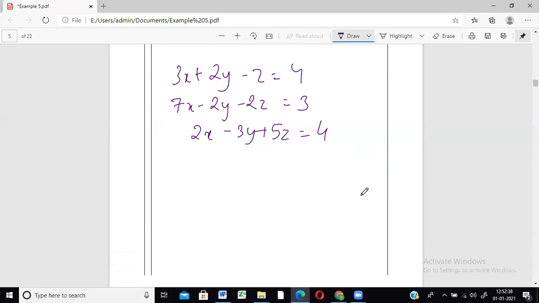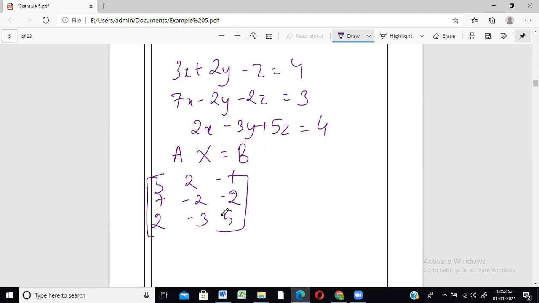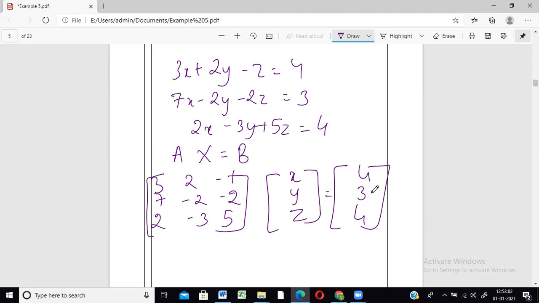If you have something like this, again, if they tell you to express this in the matrix equation form, again you have ax is equal to b. A will be equal to 3, 2, minus 1, 7, minus 2, minus 2, 2, minus 3, 5. X will be x, y, and z now, because these are the three unknowns, no? B is 4, 3, and 4. So ax is equal to b becomes something like this.